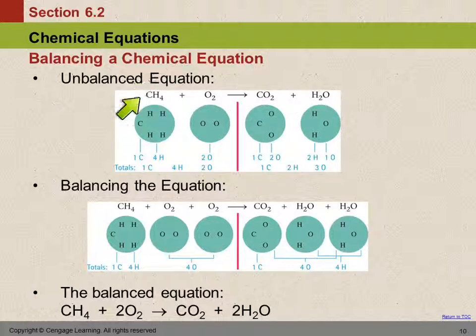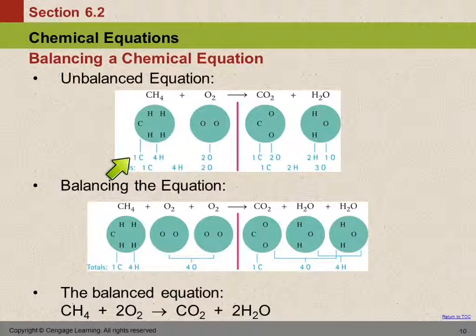But let's look at the individual atoms that are present here. So in this circle, we have the atoms that are in methane, one molecule, one carbon and 4 hydrogens. And over here for the oxygen, we have 2 oxygen atoms. This is one of those diatomic molecules. In CO2, one molecule has 1 carbon, 2 oxygens, and 1 molecule of water, 2 hydrogens, and 1 oxygen.